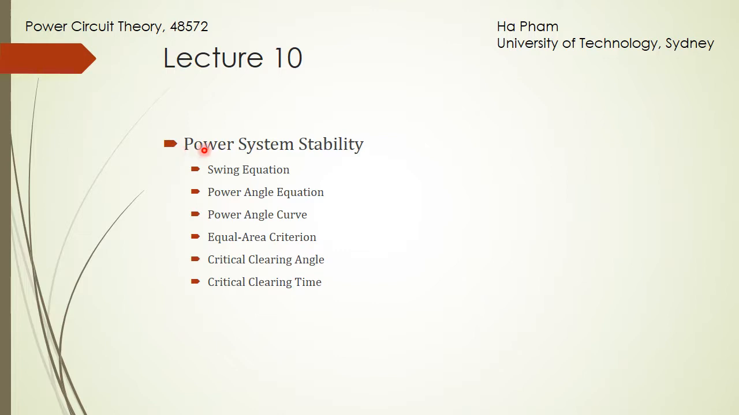Today we will discuss power system stability. It consists of swing equation, power angle equations, power angle curve, and then we will use equal area criterion to find out critical clearing angle and critical clearing time.